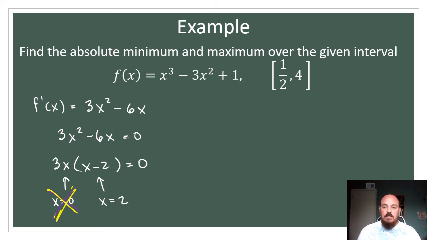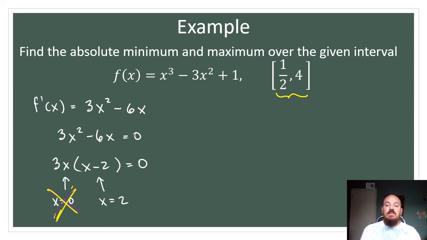Remember, if you get a critical number that is not between these two numbers here, if it's not on that interval, don't use it. Throw it out. We're only worried about that little tiny segment of the graph. So once I've figured that out, I only have one critical number left.